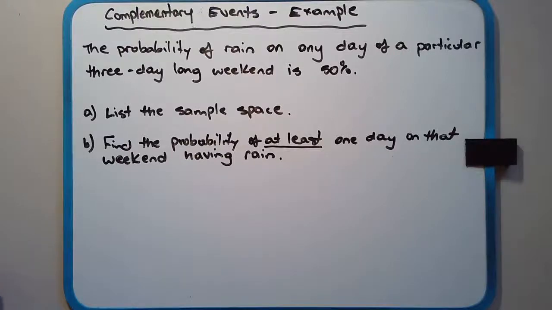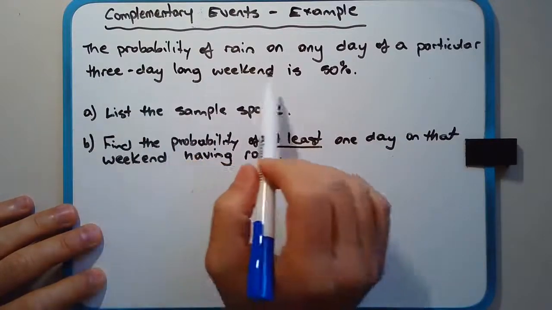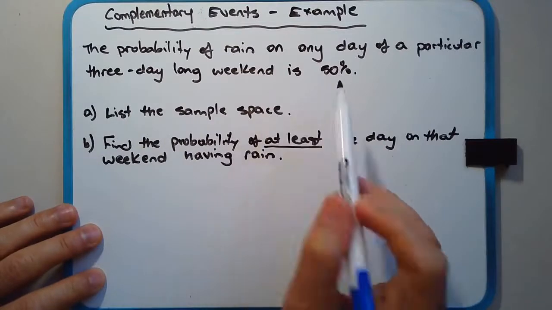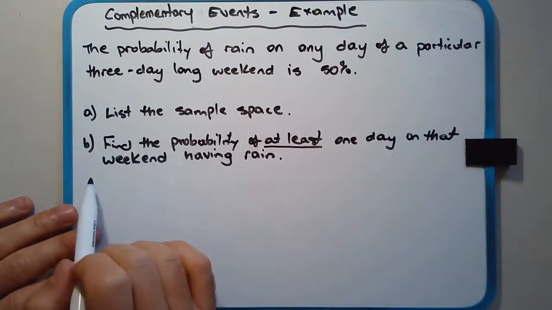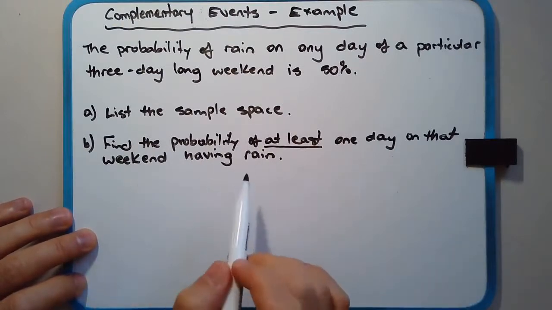Let's have a look at an example of complementary events and how complementary events can help us answer probability questions. Let's have a look at this particular scenario. The probability of rain on any day of a particular 3-day long weekend is 50%. So part A, we're going to list the sample space, and then part B, we're going to find the probability of at least one day on that weekend having rain.